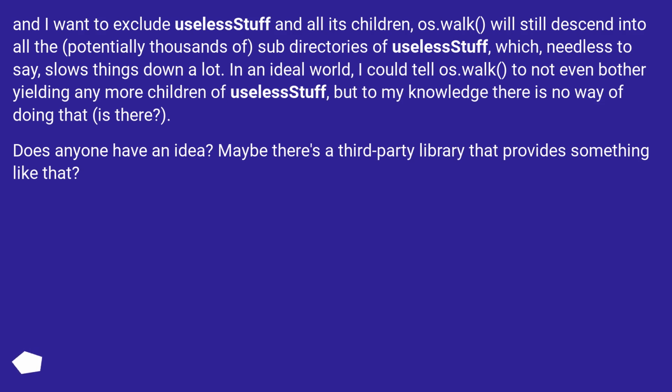In an ideal world, I could tell os.walk to not even bother yielding any more children of useless stuff, but to my knowledge there is no way of doing that, is there? Does anyone have an idea? Maybe there's a third-party library that provides something like that.